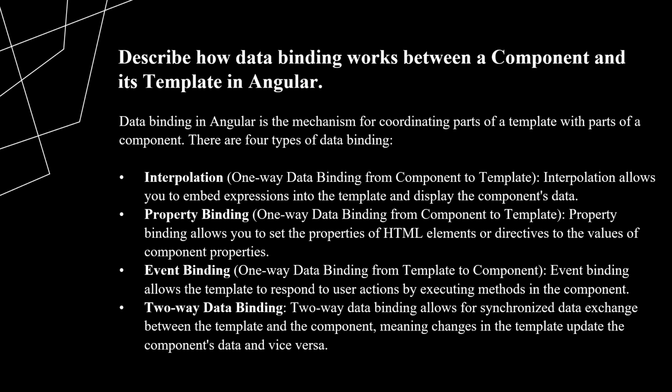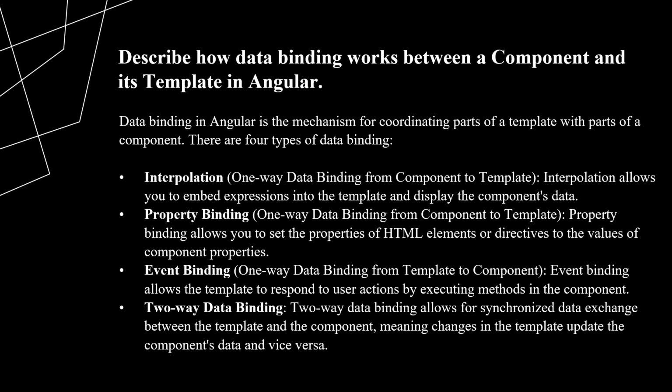Describe how data binding works between a component and its template in Angular. Data binding in Angular is the mechanism for coordinating parts of a template with parts of a component. There are 4 types of data binding. Interpolation, one-way data binding from component to template. Interpolation allows you to embed expressions into the template and display the component's data.